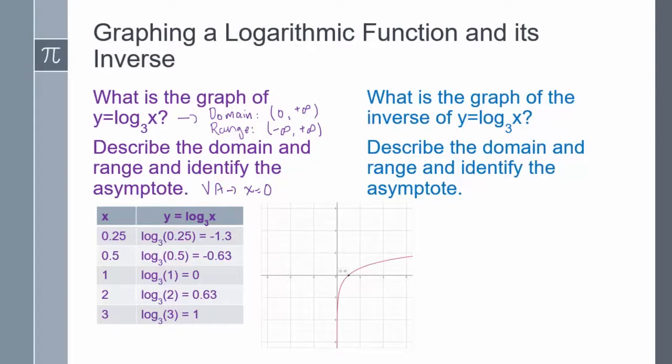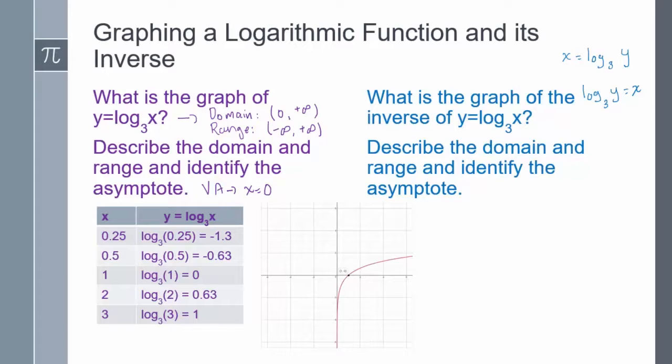Now let's take a look at the inverse of the graph of y equals log base 3 of x. First, we need to find the inverse of our log function. To do that, I'm going to switch my x and my y so that I have x is equal to log base 3 of y, which I can rewrite as log base 3 of y equals x.